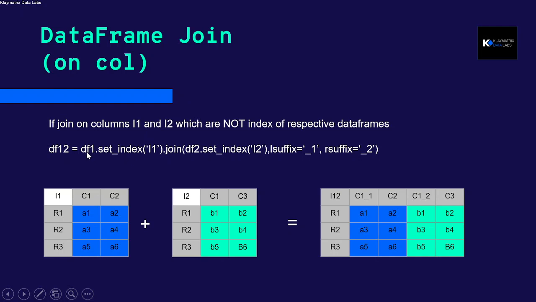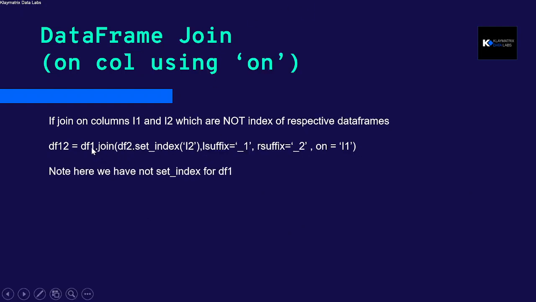So like we discussed, in data frame 1 and data frame 2, we are setting the I1 and I2 columns as indexes. That was one method when we want to join on non-index columns. The other method is to keep one of the data frames as is and convert the second one, which is inside the join bracket. Convert the I2 column, or the column which you want to join on, by using the set index method, and then use on this, right?